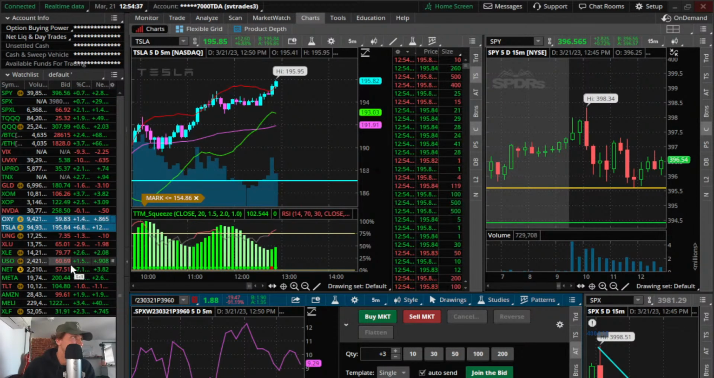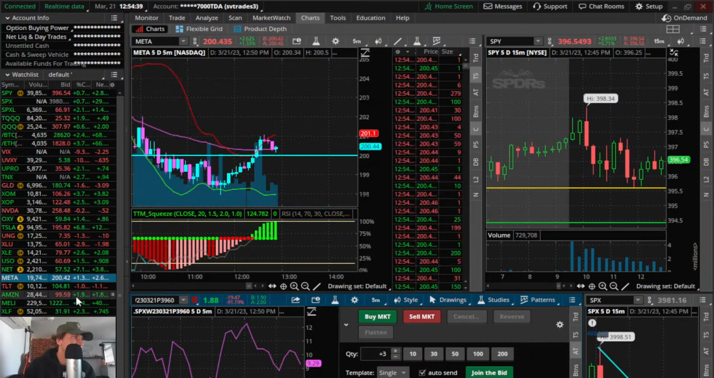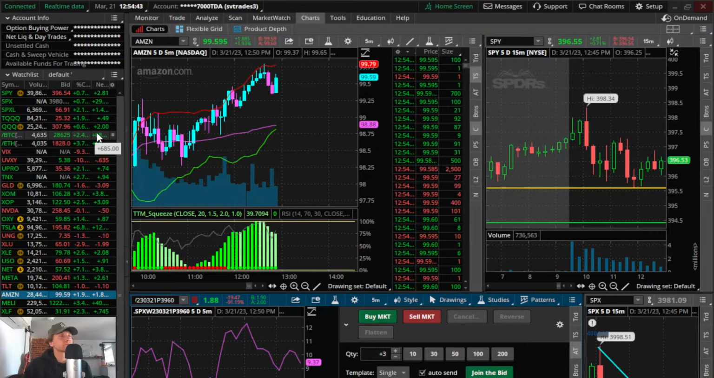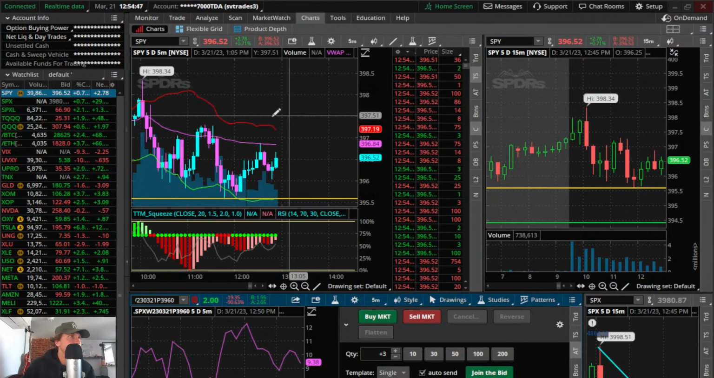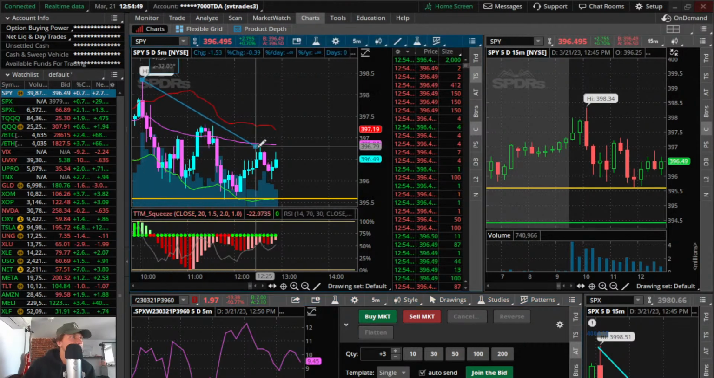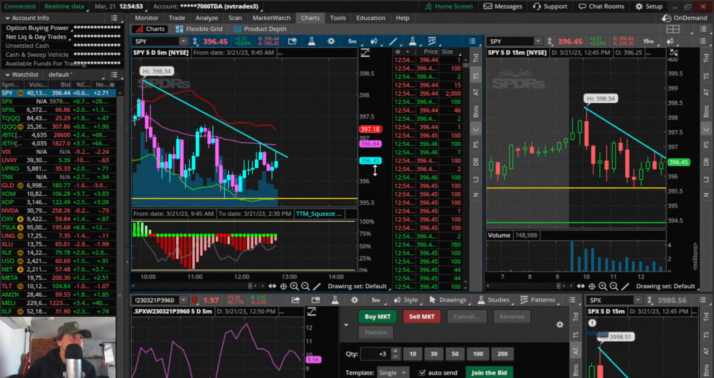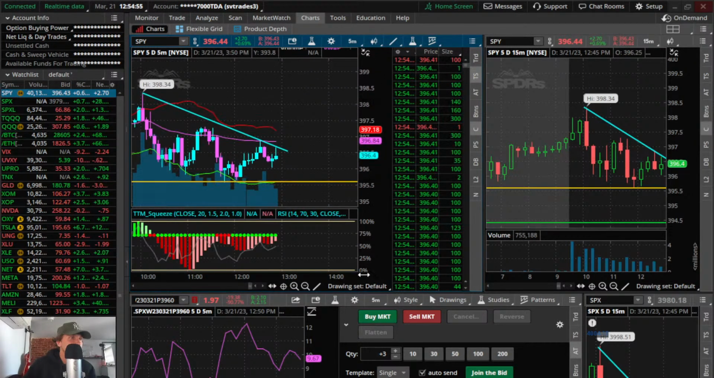I know Tesla's still bullish. Meta is decently bullish. Amazon, decently bullish. That's so annoying. I know everybody saw that. Every single person saw that downtrend. And here it comes.